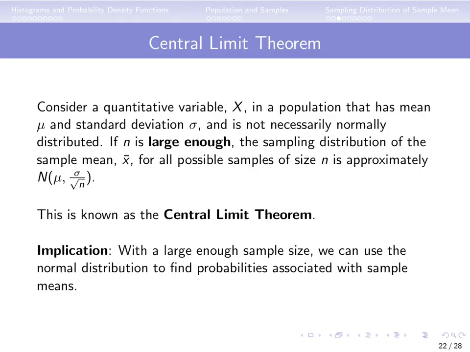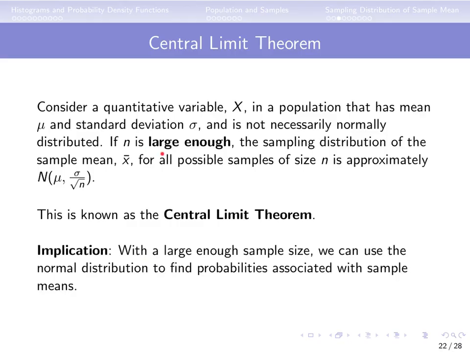The implication of the central limit theorem is that if we have a large enough sample size, we can use the normal distribution to find probabilities associated with sample means. The reason we like the normal distribution is that we know how to calculate a probability from it: we integrate the PDF, and there's plenty of software out there that will do that integration for us. So that's really cool. Even if your original data was not normal, the sample means will follow a normal distribution if you have a large enough sample size.